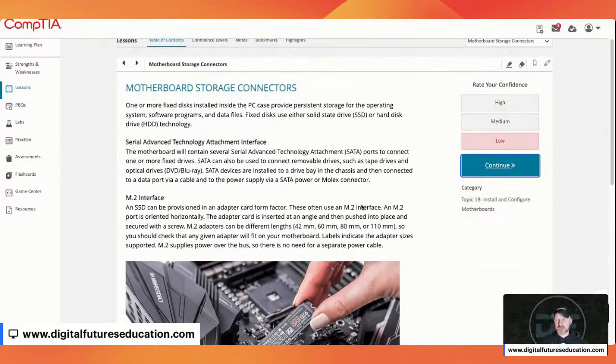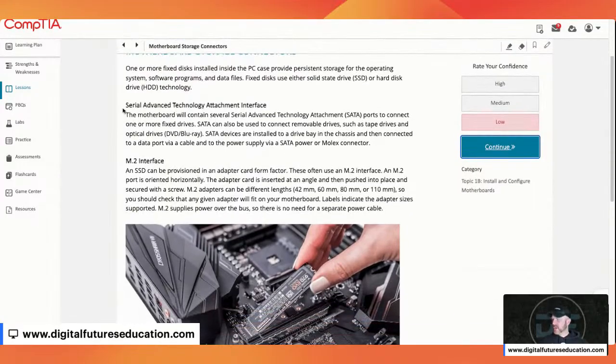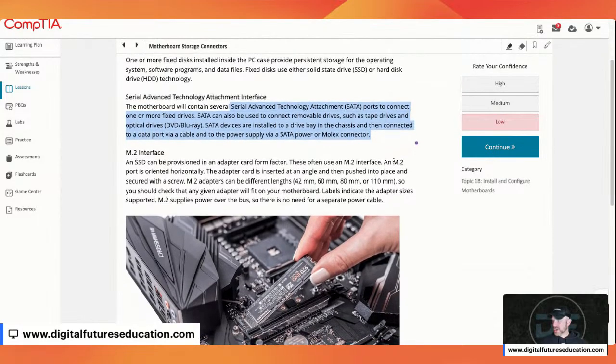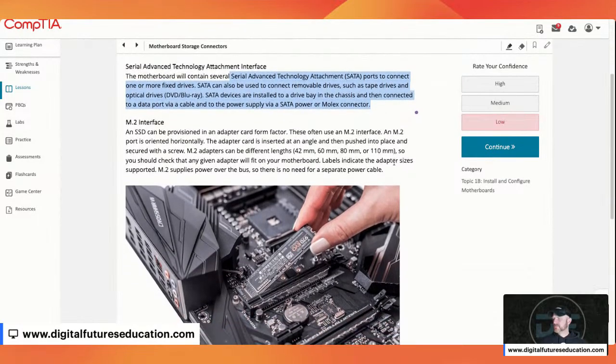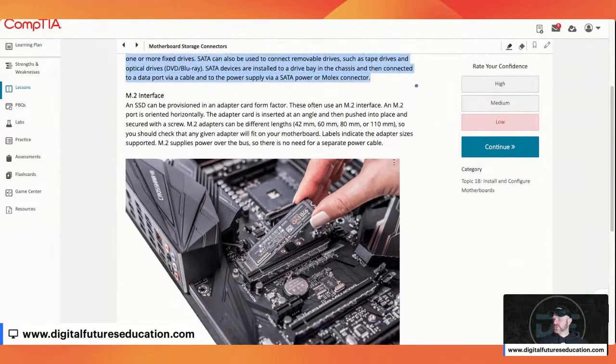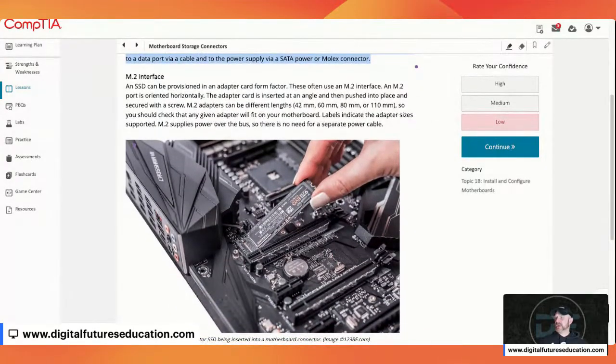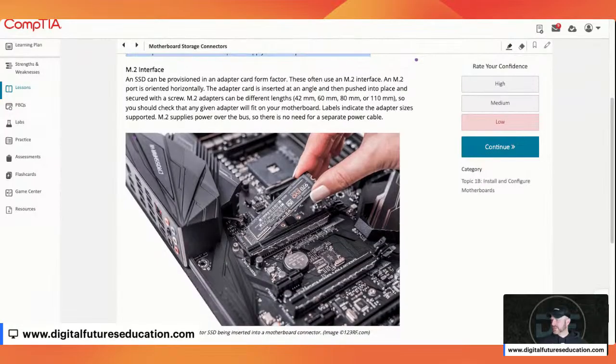Motherboard and storage connectors. Here we have the review of the SATA, the Serial Advanced Technology Attachment interface. The motherboard contains several SATA attachment ports that connect one or more fixed drives. SATA can also be used to connect removable drives, such as tape drives and optical drives. And they're installed to a drive bay and connected via SATA power or a Molex connector.